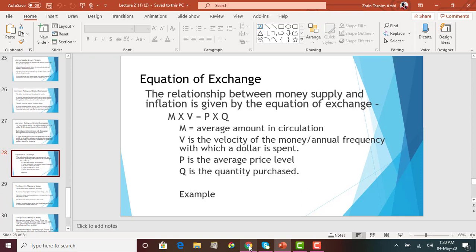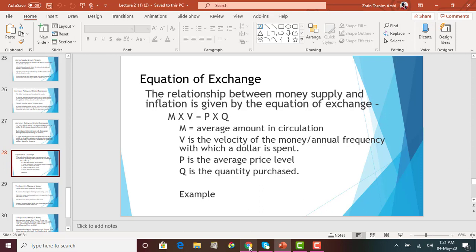This is very important: the equation of exchange. This shows us the relationship between the money supply and inflation, the average price level. It is given by this equation: M times V equals P times Q, and it's known as the equation of exchange. Here M is the money supply, or the average amount of money in circulation. It can be M1 or M2 depending on the type of calculation. Remember, under money supply we have M1 and M2, but we will tell you which one to use.